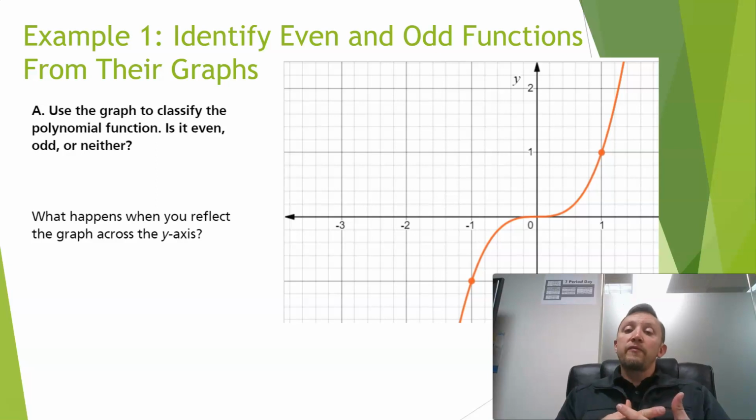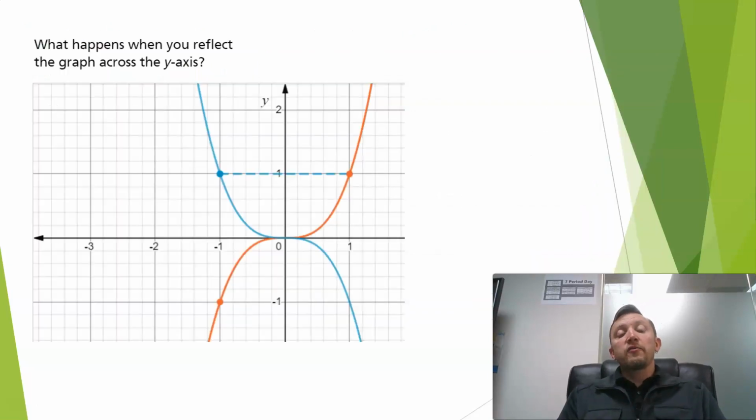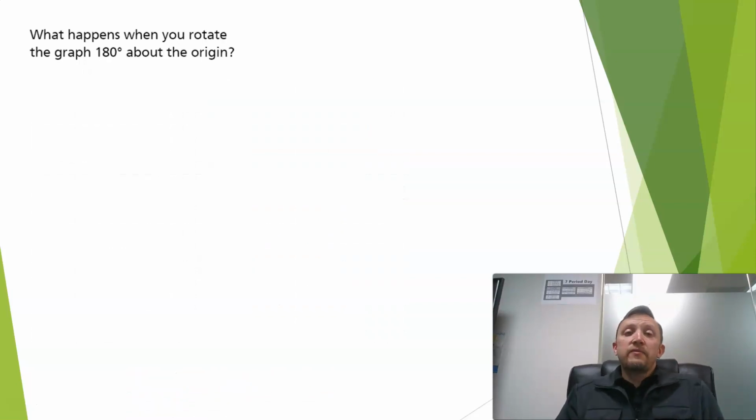So let's think about it first. If we reflect this over the y-axis, it would look like this. So what's in blue would be the reflection. That's clearly not the same graph. Okay, so it's a brand new graph. It's not the same graph, so this is not an even function.